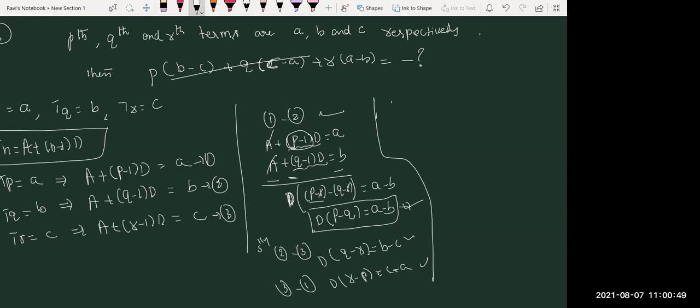What's the first one? P into B minus C equal to how much did I get? Q minus R. Plus Q into C minus A equal to how much? R minus P. Then R into A minus B, how much did I get? P minus Q. Everywhere D is there actually. The D I will take common here. Multiply this now, what will we get?